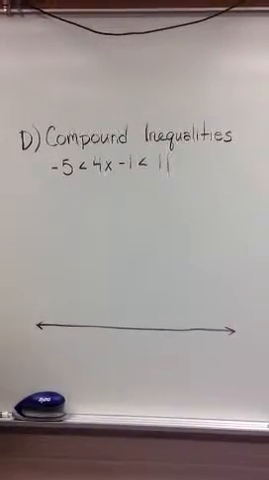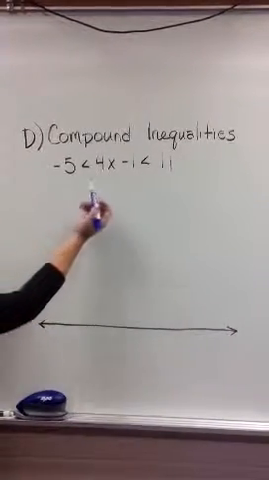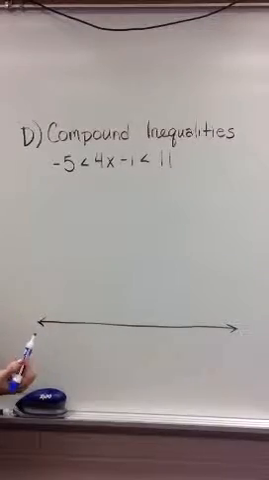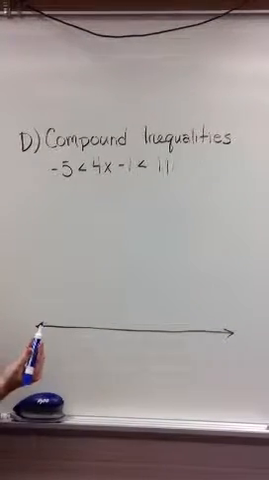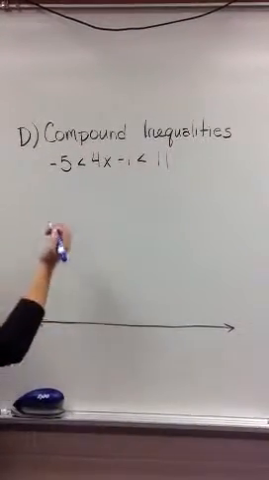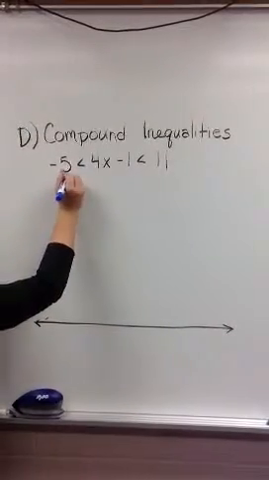Okay, so let's look at compound inequalities. A compound inequality means that there are two inequality symbols. There's a couple different ways to solve them. One of the easiest ways to do this is to split it into two separate inequalities.